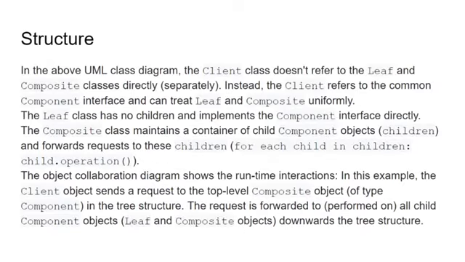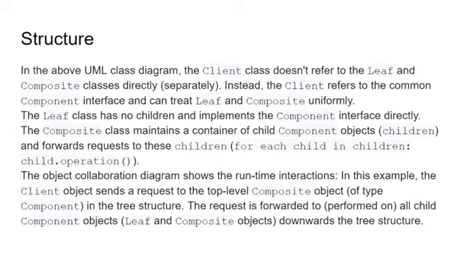In the UML class diagram just now, the client class doesn't refer to the leaf and composite classes directly. Instead, the client refers to the common component interface and can treat leaf and composite uniformly. The leaf class has no children and implements the component interface directly. The composite class maintains a container of the child component classes and forwards requests to these children for each child in the child operation. The object collaboration diagram shows the runtime interactions.